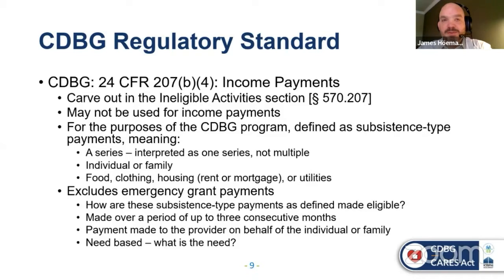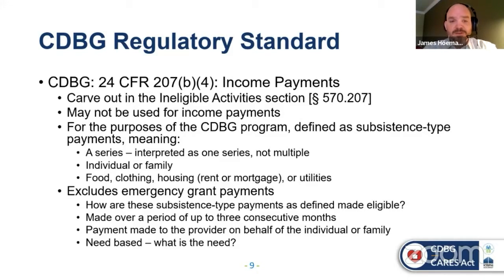So for the purposes of the CDBG program, the income payments is defined as those subsistence type payments. And what that actually means is that it's a series, which means we're just talking about one series of payments, not multiple. Again, this is not a rental assistance program. We are a component that assists with bridging between an emergency situation and a more permanent solution. So these series of payments should go to an individual or family. And those 4 uses are listed on the screen: food, clothing, housing, whether it's rent or mortgage, and utilities.